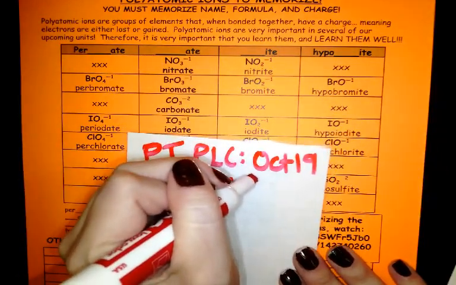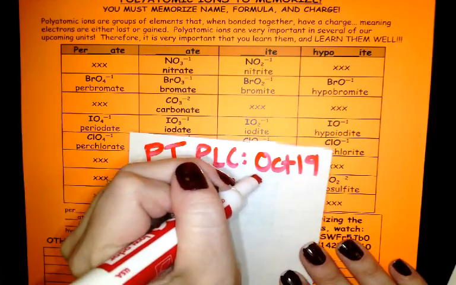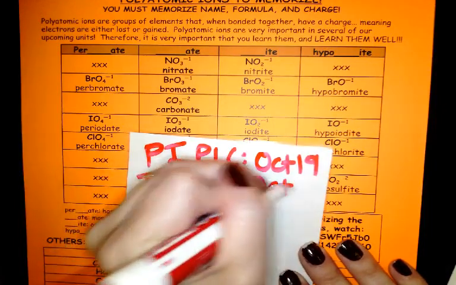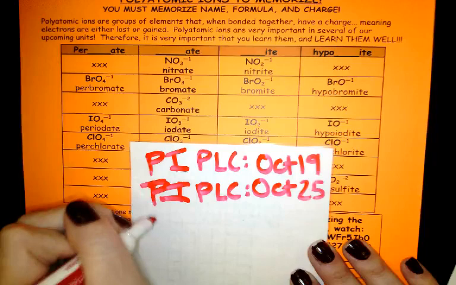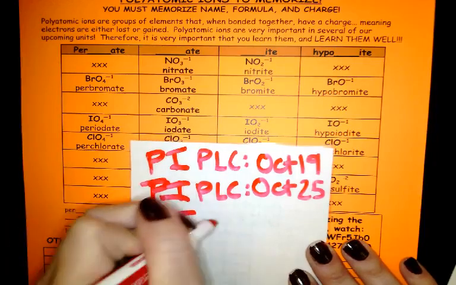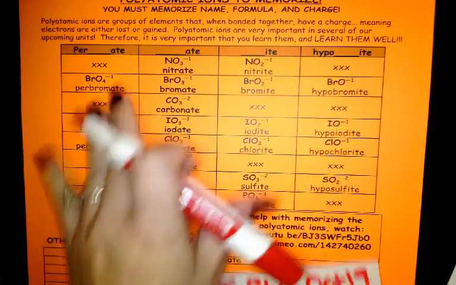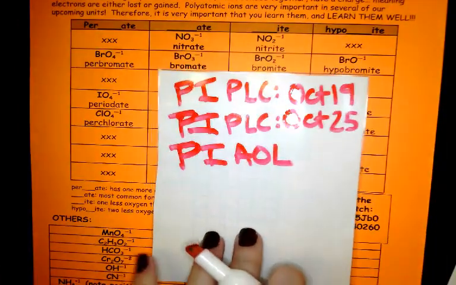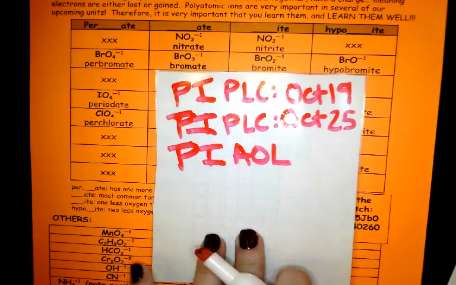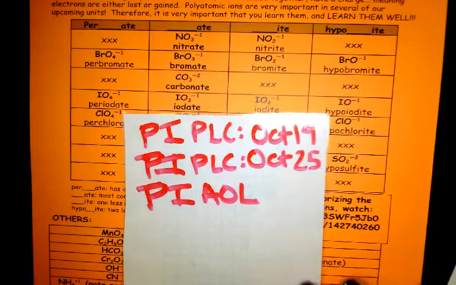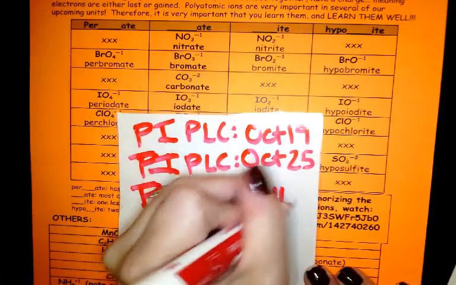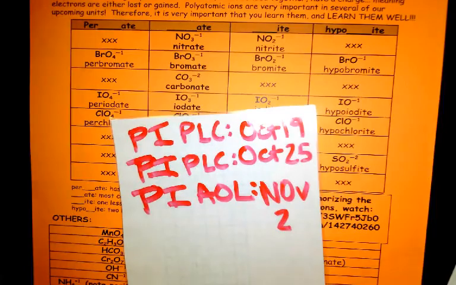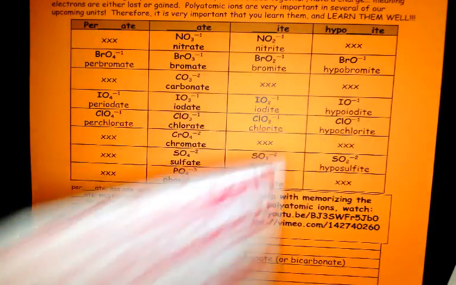And then our polyatomic ion AOL is going to be all 4 of these columns plus these on the bottom, okay? And that is going to be on November 2nd. So that's when all of those are going to happen. Please make sure that you are studying these right now. You should have this sheet. If you don't, come see me and I can give you another one, okay?